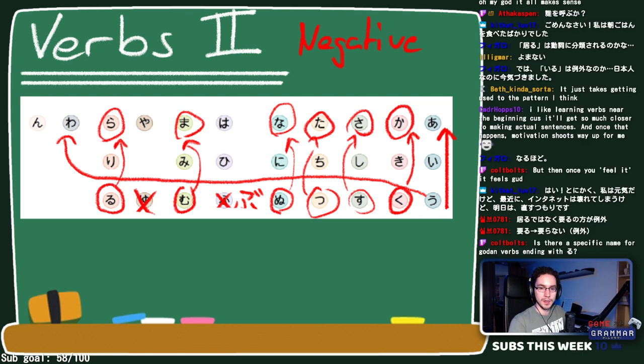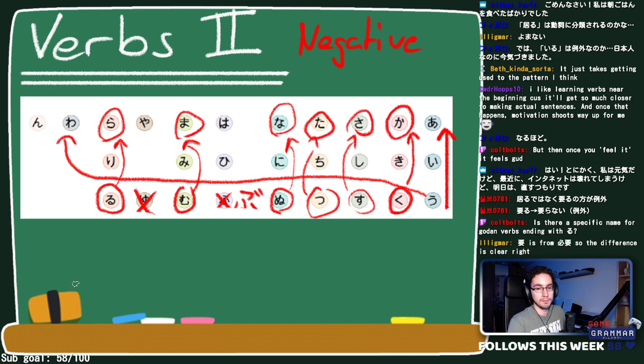So, is there a specific name for godan verbs ending with ru? No, not really. I think they're just called godan verbs. 必要, so the difference is clear, right? If you know the word 必要, then you'll be able to recognize this as the yo in 必要. There's also a word called 要する, which also means to need and uses the same kanji. It's a little bit more formal than iru.